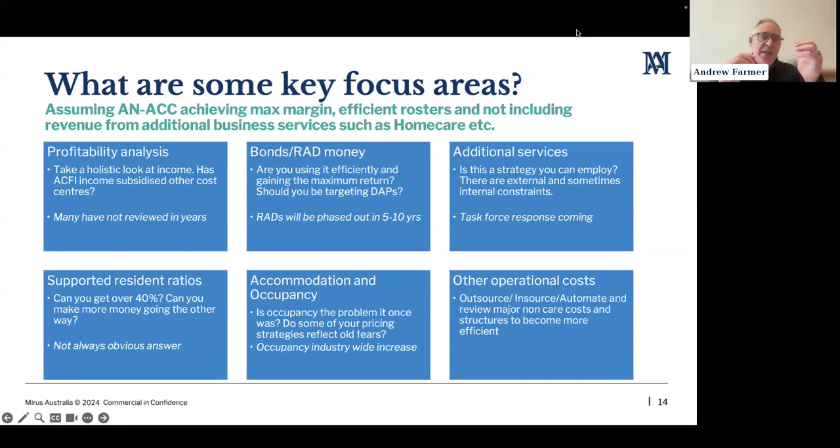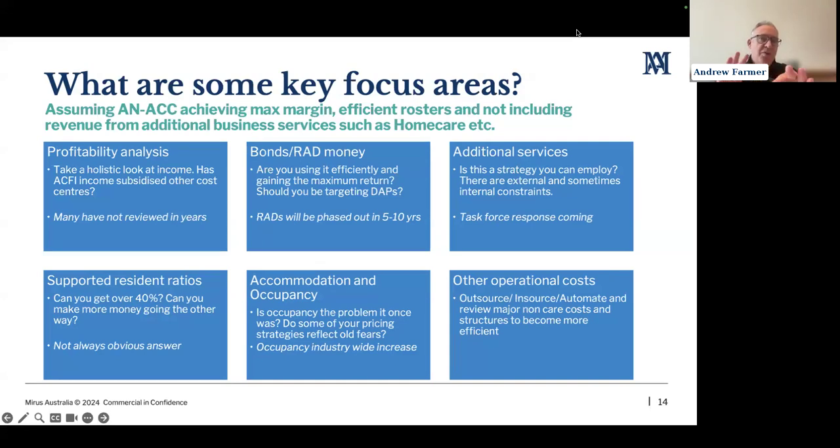So the profitability analysis generally, really having a total holistic look, and I think a lot of providers are guilty of not taking a very tight scrutiny of some non-care areas, because traditionally, certainly for the last 10 plus years, it's been subsidised by ACFI income and really being able to drive bigger margins out of ACFI if you're managing that well. If it hasn't been reviewed in years, you really need to have a really good look at those numbers holistically. So that's a general point.